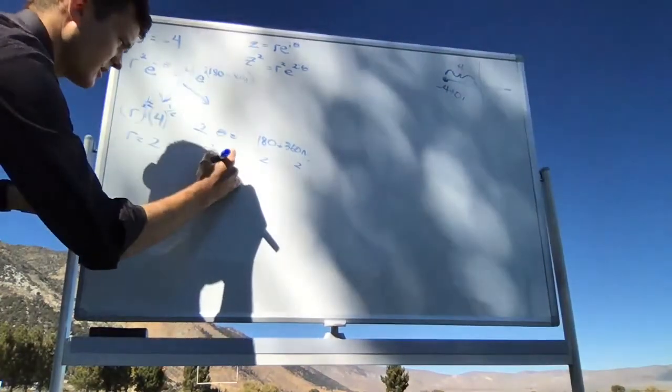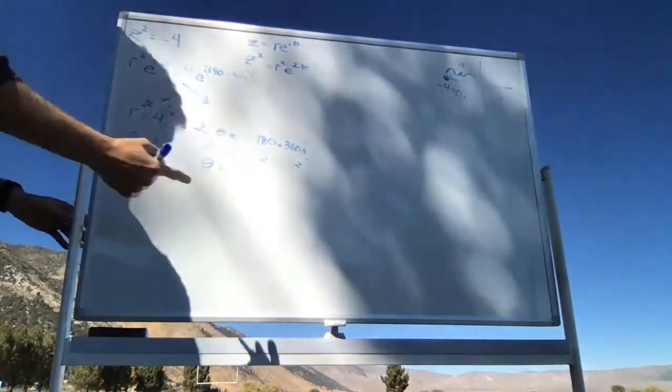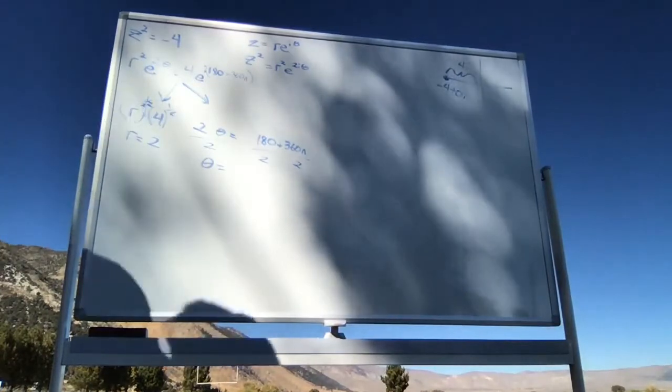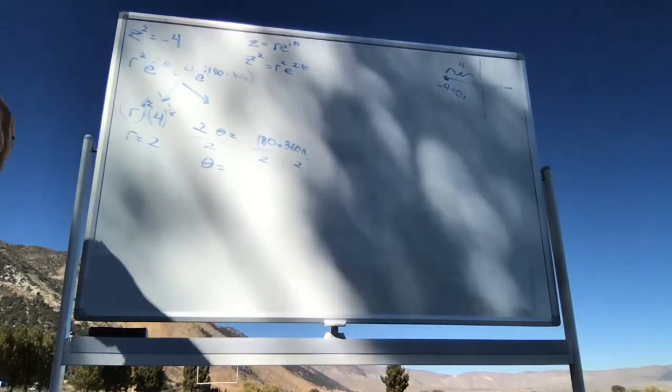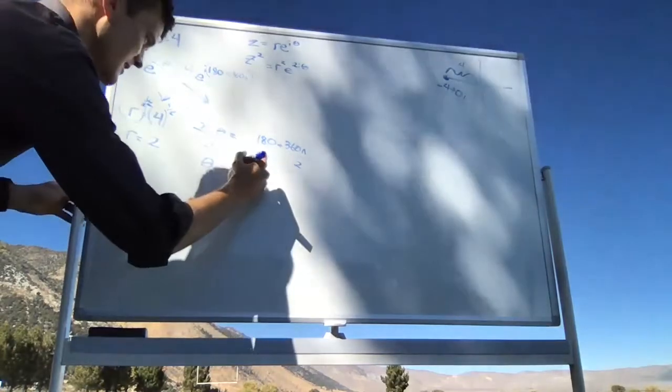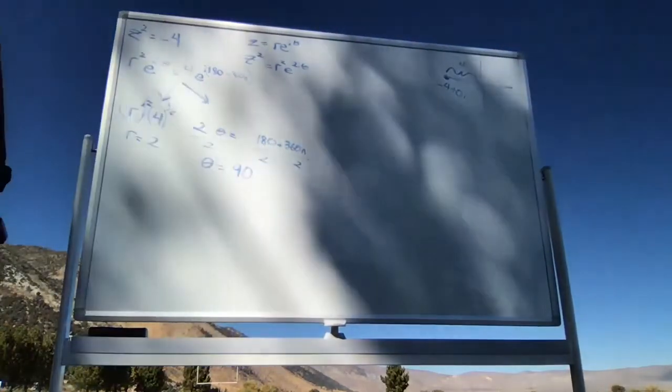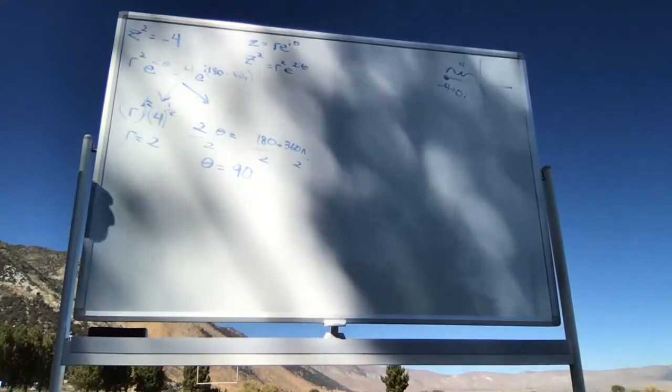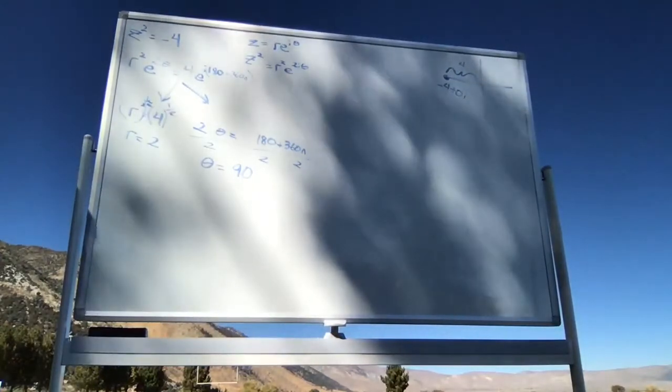So now we have our theta. Our theta is 180 divided by 2. You guys can all shout out. 180 divided by 2 is, well, one of us got it, 90. And 360n divided by 2 is, shout out, 180n.